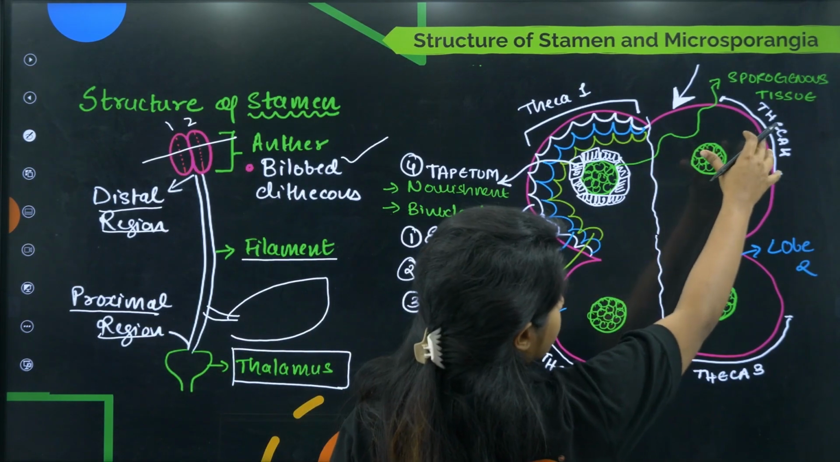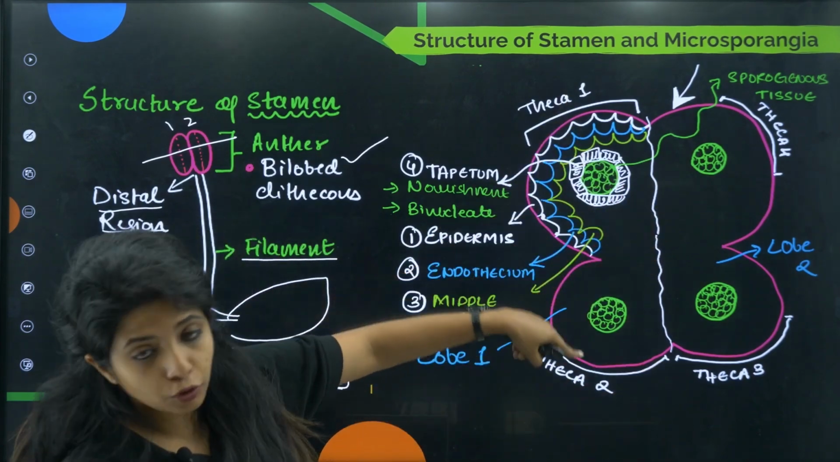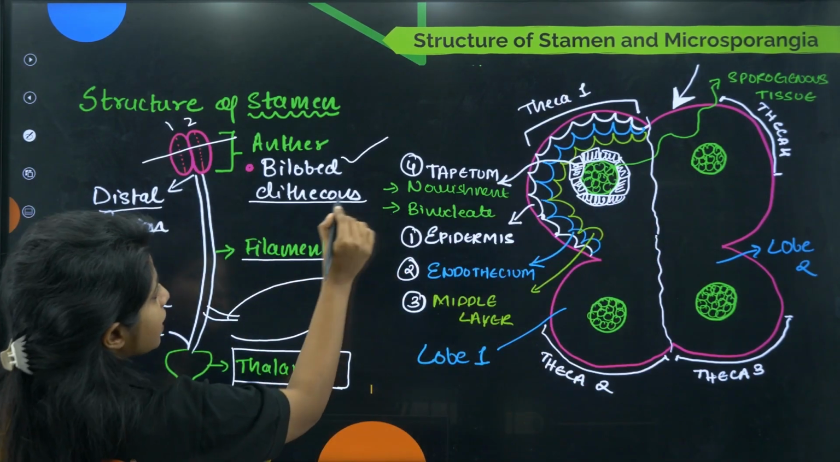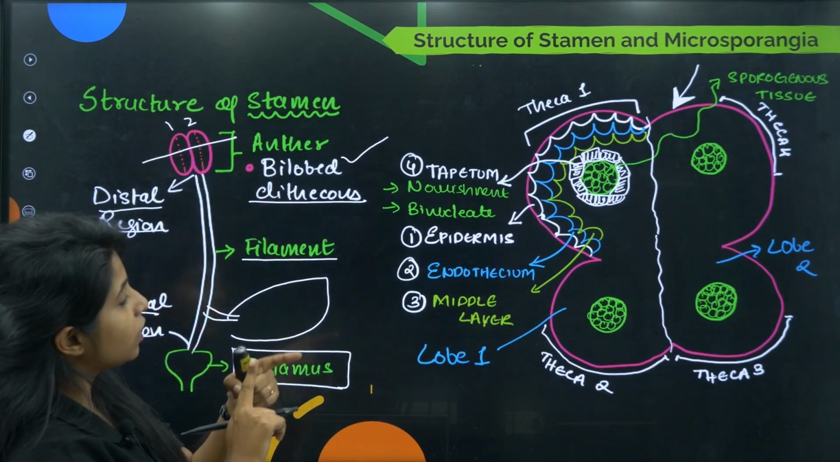Similarly, over here we have one theca and another theca. So in total we have 4 thecae, with 2 on each side, which is why you call it dithecous. What do you call it, children? Dithecous. So the anther is bilobed and dithecous.